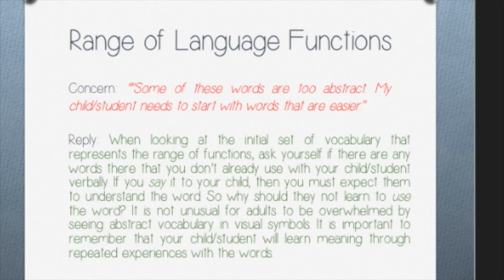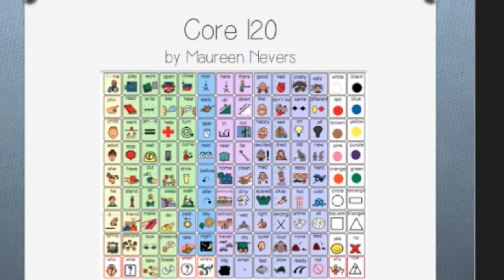And then the last concern is around the core words that you see, the colored words that are not orange, which can seem very abstract. So maybe I should start with something a little easier, a little more concrete. If you look at the Core 120, and you can see these words in a system that you have, I think you'll see that every word here in color is a word that you are already using with your child verbally.